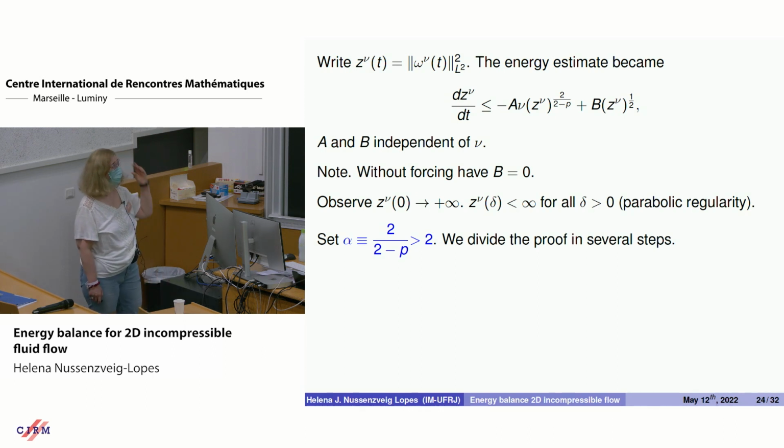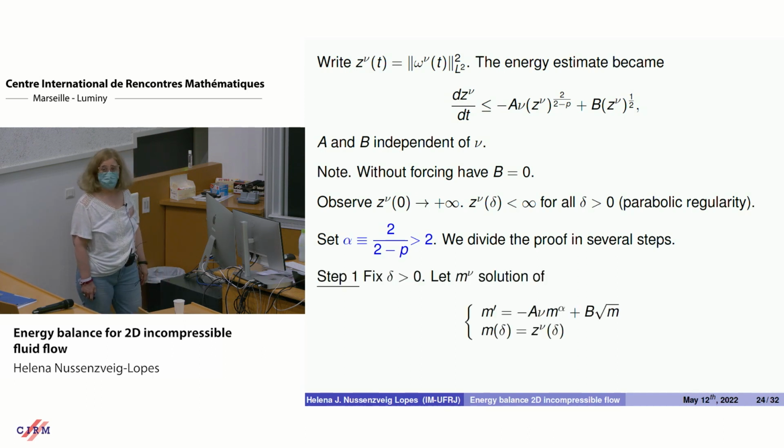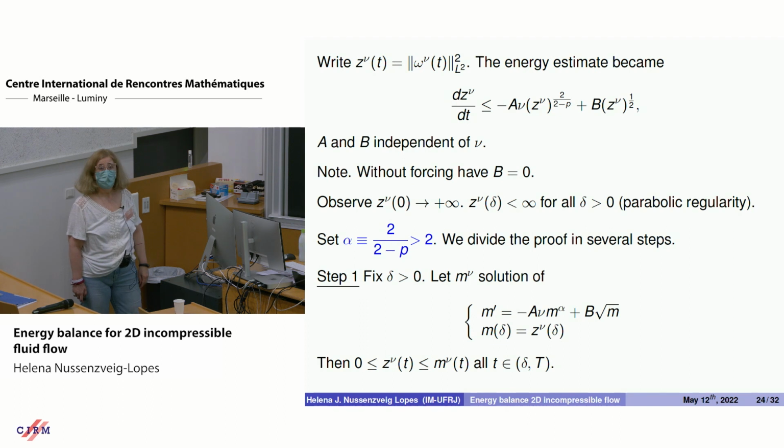So we divide the proof in several steps. Step one, we look at the equality for this differential inequality, and we show a Gronwall-type estimate. So Z is going to be below M.